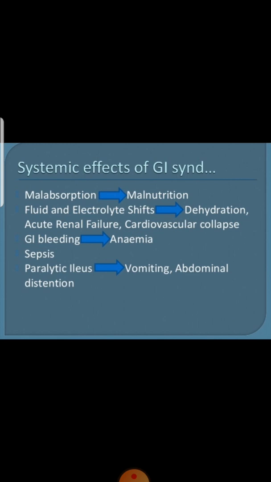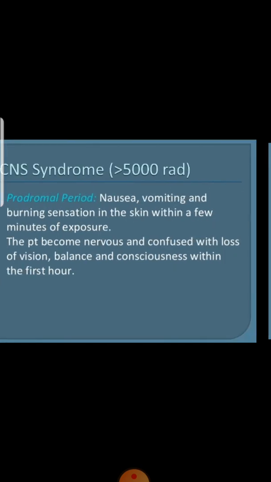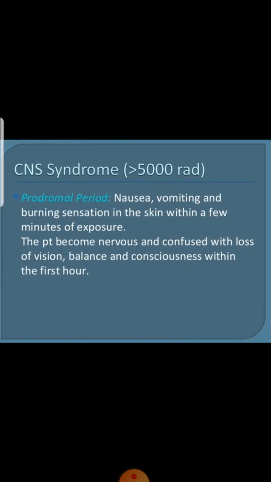So here we can summarize the systemic effects of GI syndrome: malabsorption resulting in malnutrition, fluid and electrolyte shifts resulting in dehydration, acute renal failure, cardiovascular collapse, GI bleeding resulting in anemia, sepsis, and paralytic ileus resulting in vomiting and abdominal distension. And the GI death will occur principally because of severe damage to the cells lining the intestine.